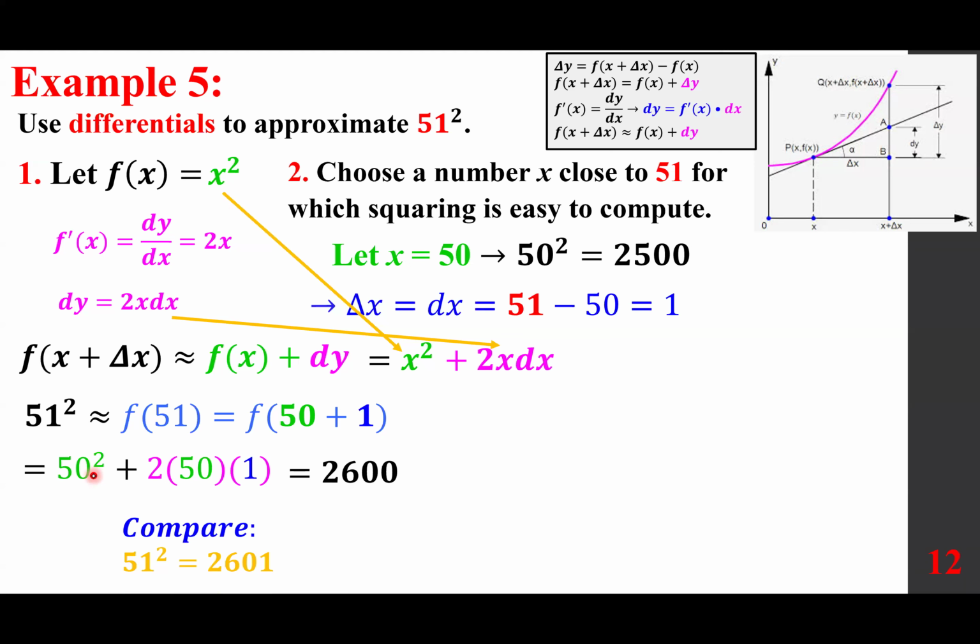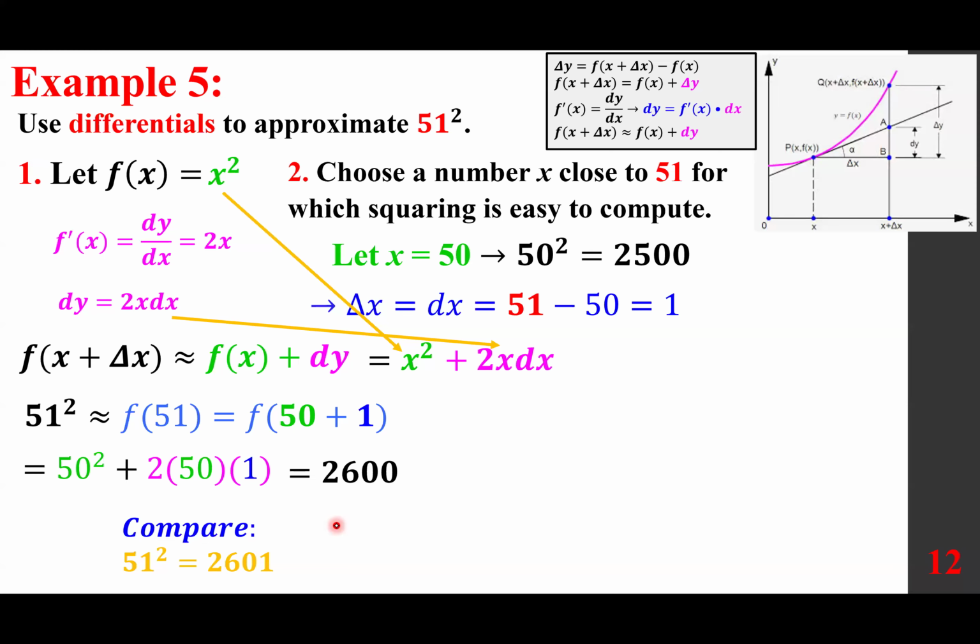Needless to say, you notice they are extremely close. And here's the reason. Delta x compared to x is extremely small, so the approximation is great. Very close. And we're done with that.